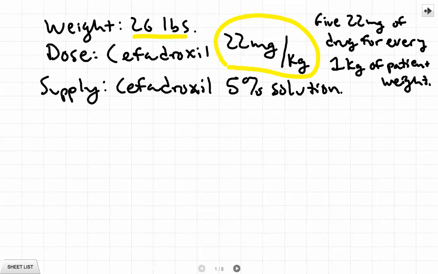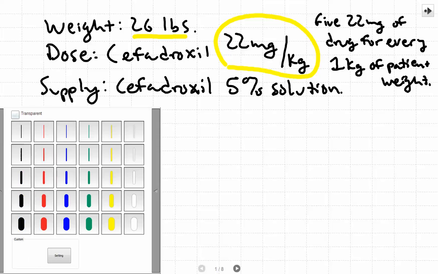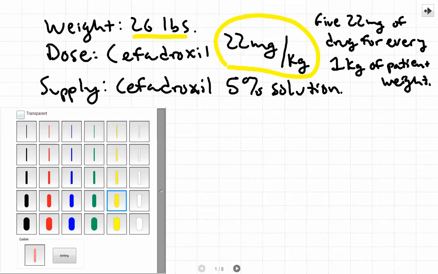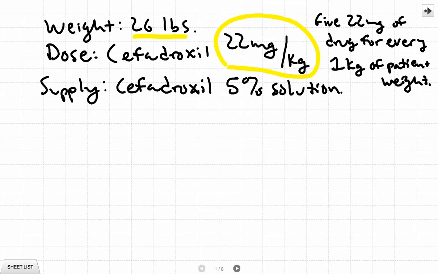Now you'll notice in this case, the weight of the patient in terms of units of measurement that are given does not match the units of measurement in the dose. Right now, this patient weight is in pounds, but what we are doing is giving a dose based on kilograms. So that's not a match. So one of the first things we're going to have to do to solve the problem is change the patient weight from pounds to kilograms so we can use the dose information.